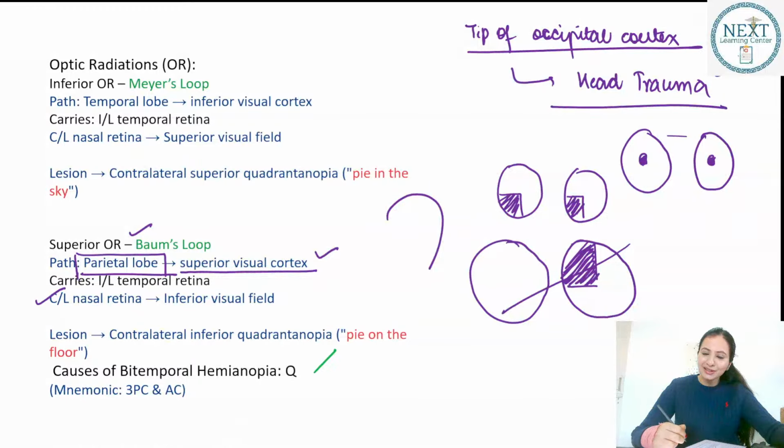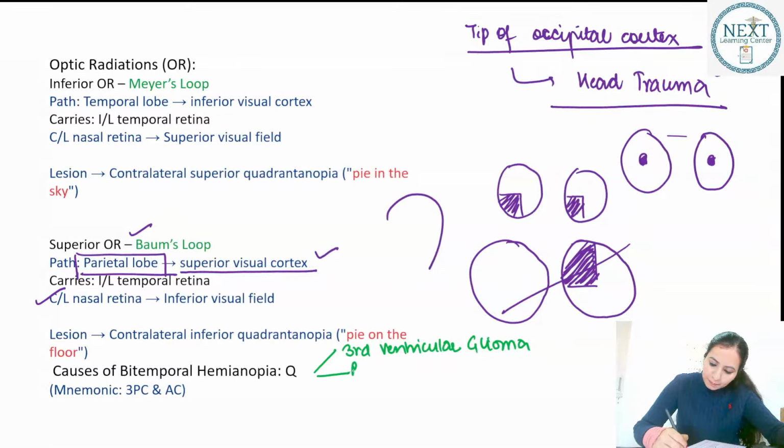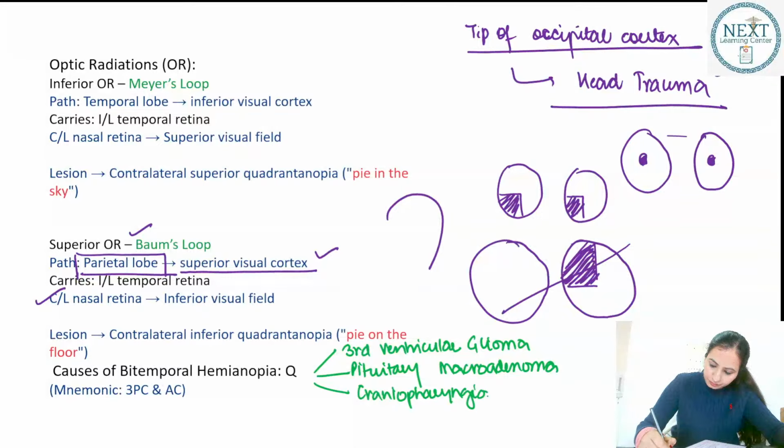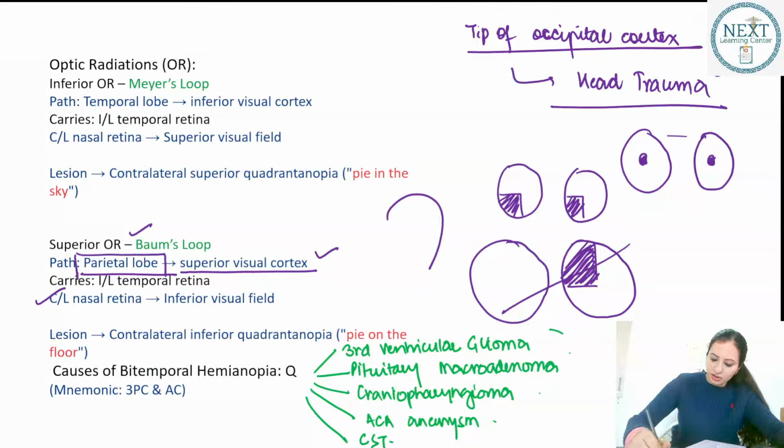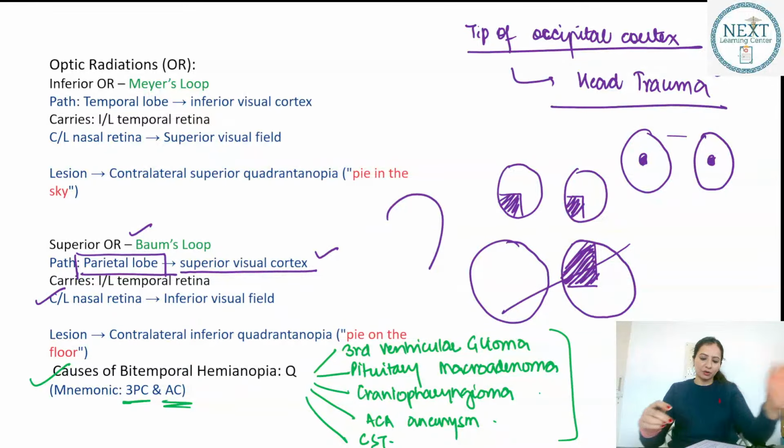Previous year question also, it is 3PC. So any third ventricular glioma, any pituitary macroadenoma, craniopharyngioma, then any anterior cerebral artery aneurysm or cavernous sinus thrombosis. So this 3PC and AC is the other causes of bitemporal hemianopia.